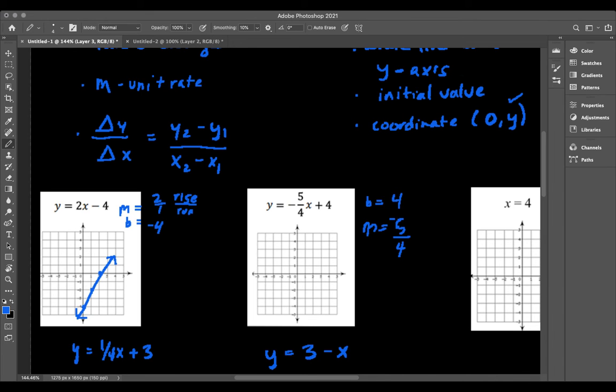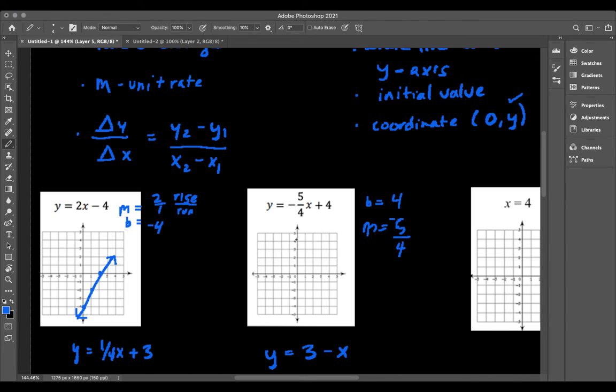Let me see if I can make another layer here. Not really working. Oh, hold on a second, guys. I don't know. Oh, there it is. Okay. All right. Now I'm ready.